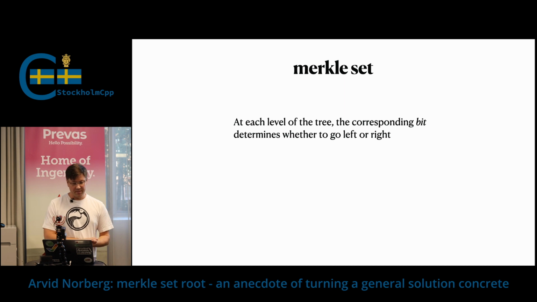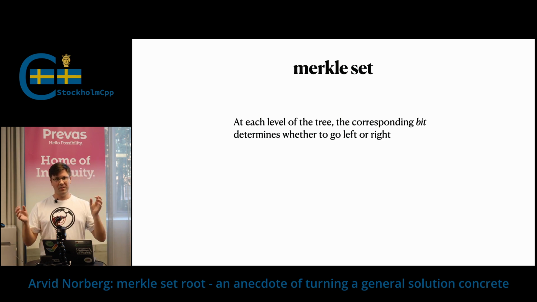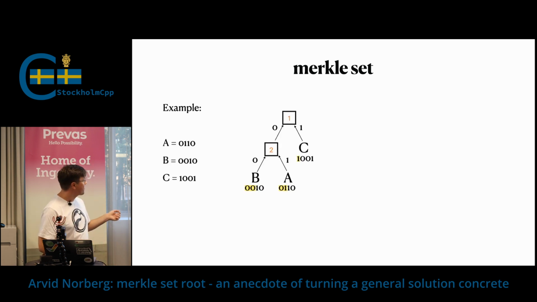So one way you can do this is to just decide that you build the tree by looking at a bit, and you go either to the left or to the right. So if an item's first bit is 0, you go to the left. If it's 1, you go to the right, and so on. So you get something like this. Let's say you have ABC. B and A start with 0, so they are on the left side of the tree. C starts with 1, so it's on the right side of the tree. And as long as you use a good hash function or a cryptographic hash function, your tree will be quite balanced.